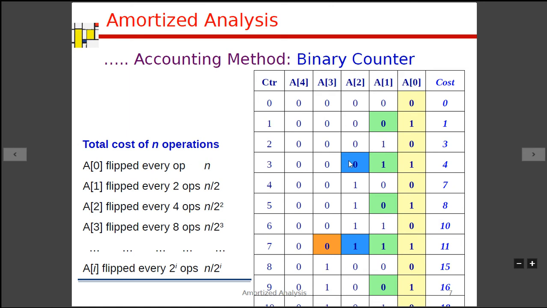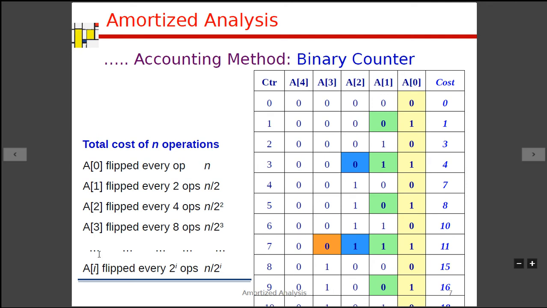So a of 2 is getting changed, or flipped, every 4 operations. So 1, 2, 3, 4 here and 1, 2, 3, 4 here. So after every 4 iterations it is getting flipped. Similarly, a of 3 will get flipped every 8 operations. So this can be analyzed by making use of the accounting method. Whenever there are specific patterns in the flips of the binary elements, that can be analyzed by making use of the accounting method.